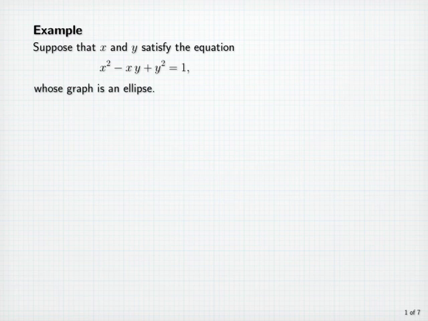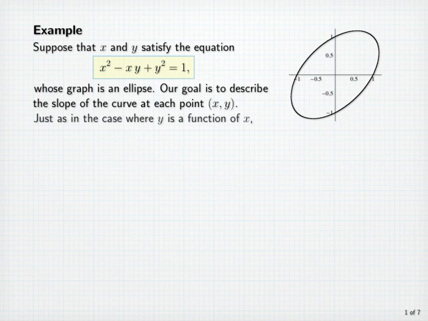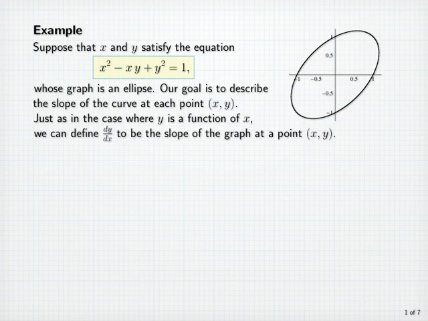Example. Suppose that x and y satisfy the equation x squared minus xy plus y squared equals 1, whose graph is an ellipse. Our goal is to describe the slope of the curve at each point (x, y). Just as in the case where y is a function of x, we can define dy/dx to be the slope of the graph at a point (x, y). To find dy/dx, we proceed as follows.